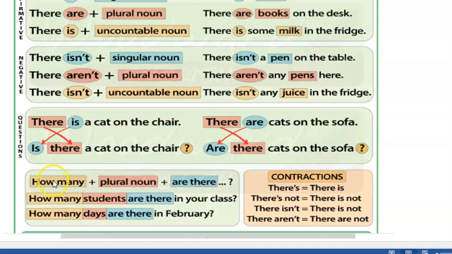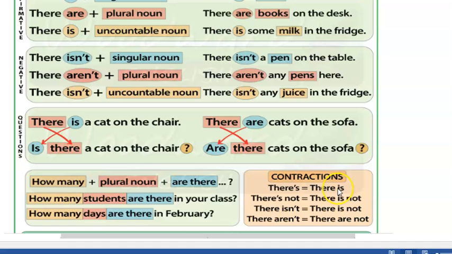Now, if you have the question form here, so how many plus plural noun are there? So how many students are there in your class? And we said there are 10 students. How many days are there in February? There are 28 days. I think this year, 29. So how many people are there in your family? There are however many.